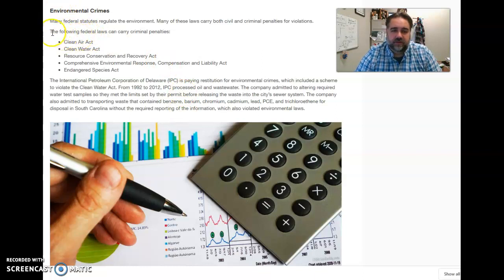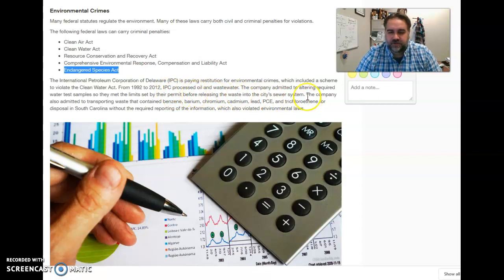Environmental crimes. So we do have regulations in place. The following federal laws can carry criminal penalties: the Clean Air Act, the Clean Water Act, Resource Conservation and Recovery Act, Comprehensive Environmental Response, Compensation and Liability Act, and the Endangered Species Act. Yeah, if you harm an endangered species purposefully, you could be criminally liable for that.